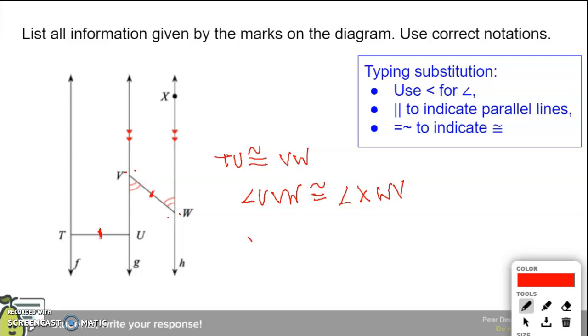So we could say G is parallel to H, or we could say UV is a segment, right? And WX is another segment, WX. These two are parallel, so I could have said either one. Okay, so those are the three things that we are taught from the marks.